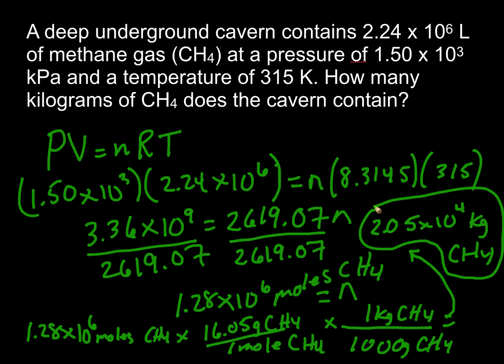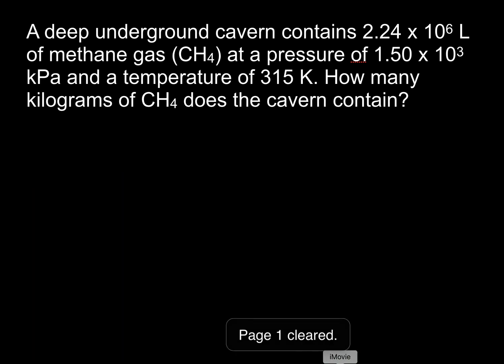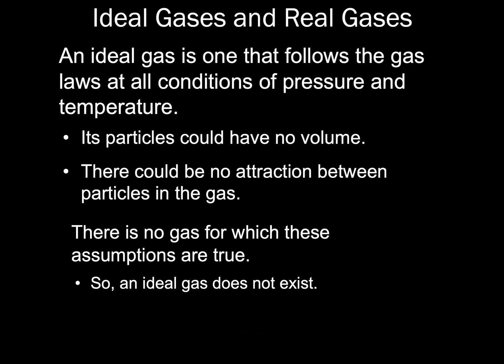Okay, so now we go on. We're going to talk about ideal gases and real gases. So an ideal gas is one that follows the gas laws at all conditions of pressure and temperature. Its particles would have no volume. There would be no attraction between particles in the gas. There is no gas for which these assumptions are true. So an ideal gas really does not exist.